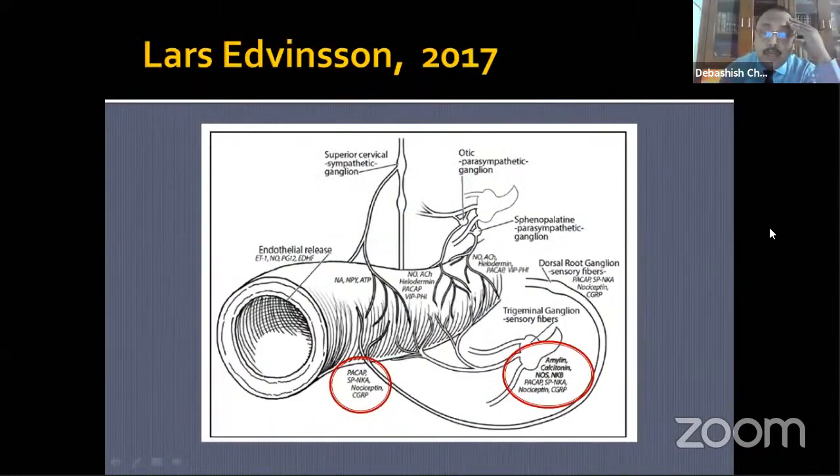Now, if you talk about the neurotransmitters, not just one, there are multiple neurotransmitters that have actually been identified. And this is Lars Edvinsson's study, in which we are now focusing on two of them. One is called CGRP, the calcitonin gene-related peptide, and the other is called PACAP, the pituitary adenylate cyclase-activating peptide. So these two are the primary focus, but there are lots of other endothelial release factors and other pain mediators like nitric oxide and acetylcholine. They are also released across these blood vessels through the nerves.